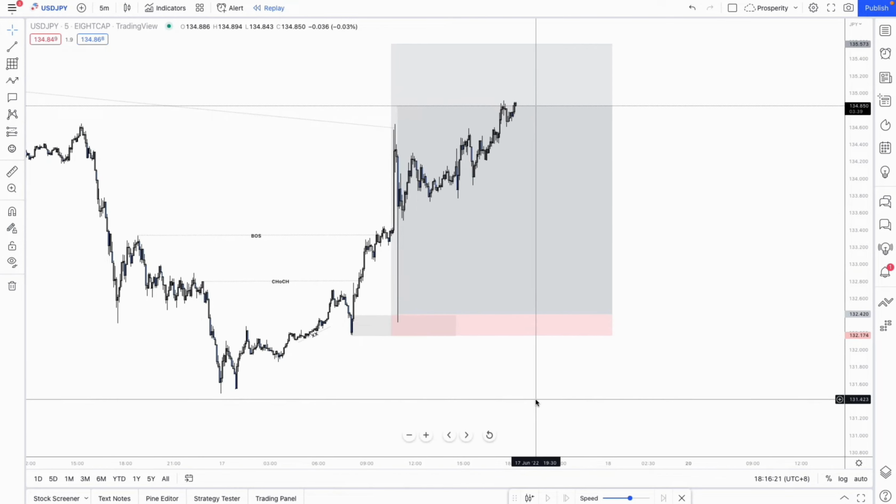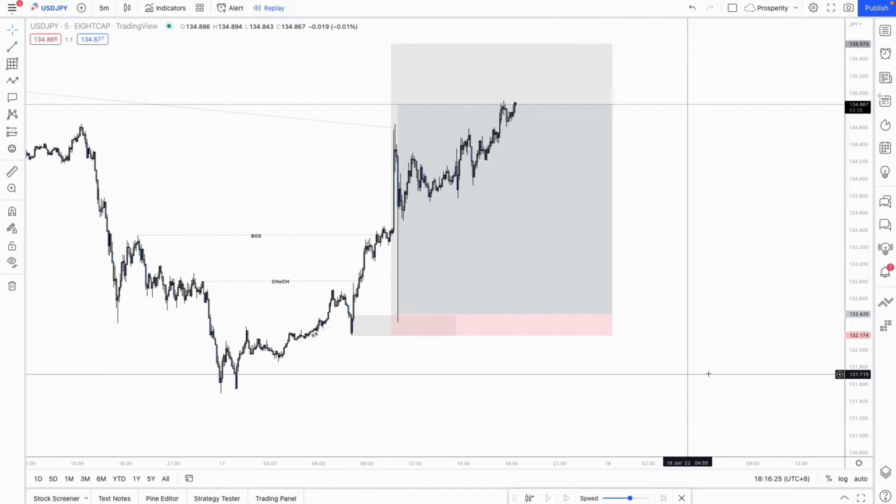So guys, that is essentially our criteria of what makes a solid demand zone. All of it from A to C.